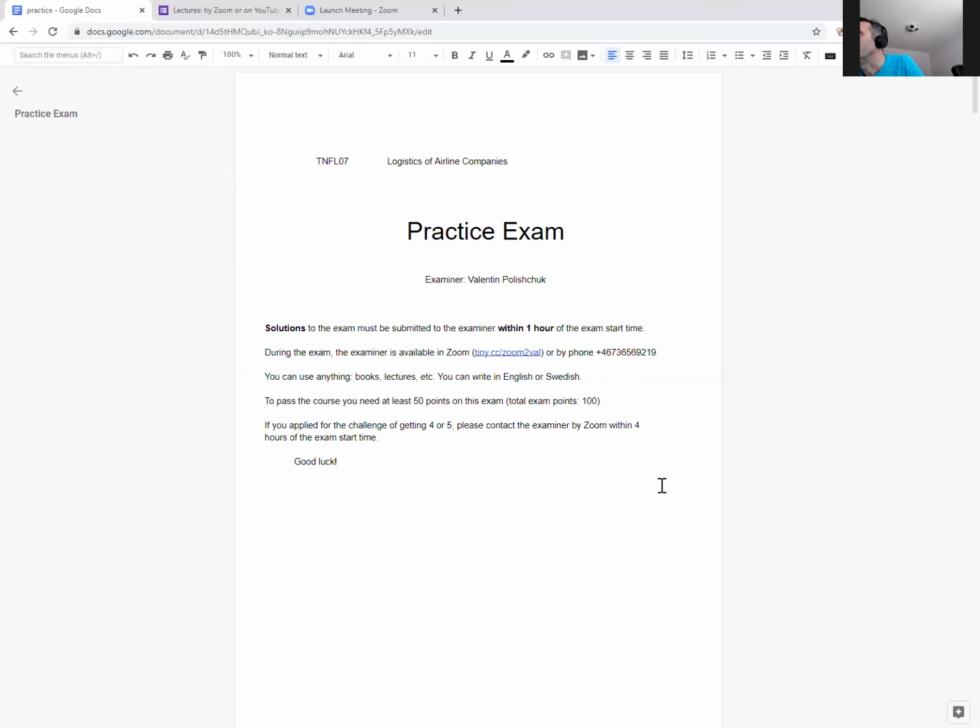Do you get a 3 if you fail to get 4 or 5, but have at least 50 points? No, that's the point. If you are challenging and want to get 4 or 5, you can still fail. If we go into your solutions and it looks like you cannot explain how you solved the problems, then you will fail. So you should really be sure in all the solutions in order to challenge to get 4 or 5.